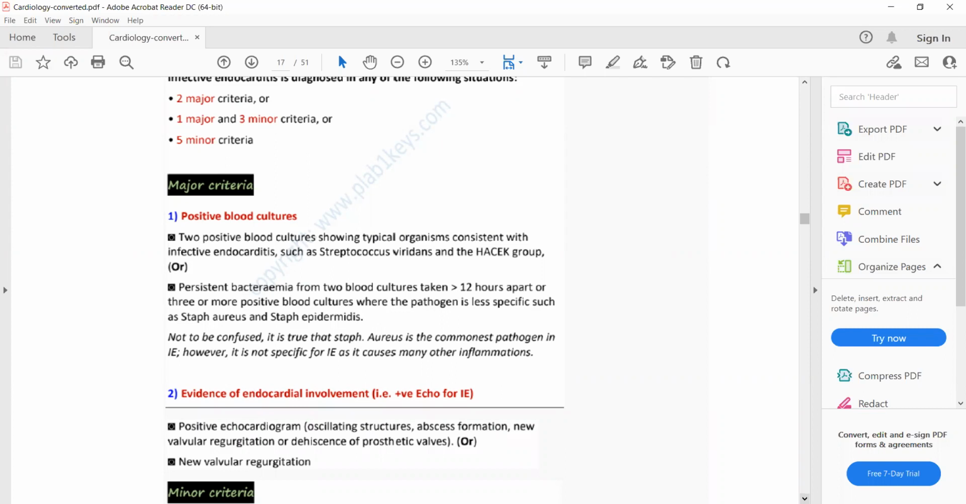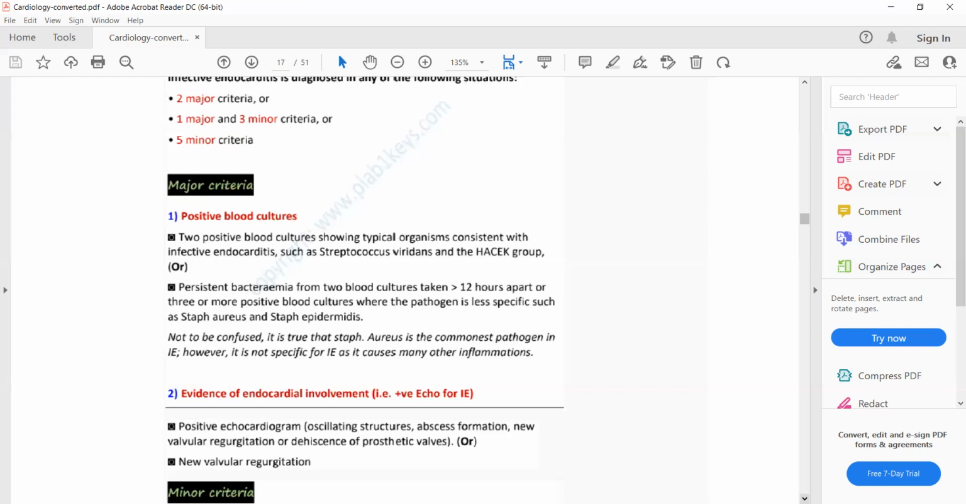Staph aureus can cause pneumonia. Staph aureus can cause skin and soft tissue infection. Staph aureus can cause food poisoning. Basically, Staph aureus and Staph epidermidis cause a variety of other infections, so they are not typical for infective endocarditis. In case of infective endocarditis, the Staph species are taken as atypical bacteria. The typical bacteria for infective endocarditis are viridans streptococci and the HACEK group.